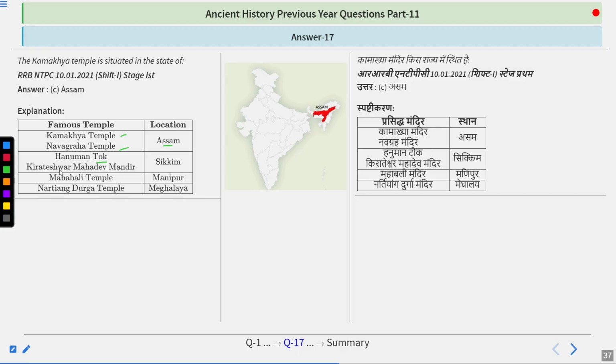Hanuman Tok, Kirateshwar Mahadev Mandir, both are in Sikkim. Mahabali temple, Manipur. Nartiang Durga temple, Meghalaya. So the answer of this question is Assam. Kamakhya temple is one of the most famous and sacred places in the category of Shakti Peeth in India. And if we talk about this place, the nearby river is Brahmaputra.